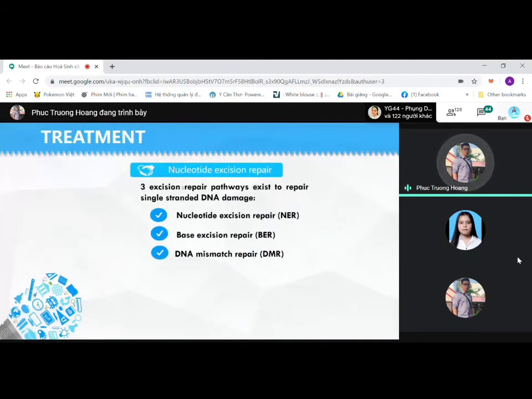Next, we go to nucleotide excision repair. Three excision repair pathways exist to repair single-strand DNA damage. That is nucleotide excision repair, base excision repair, and DNA mismatch repair.